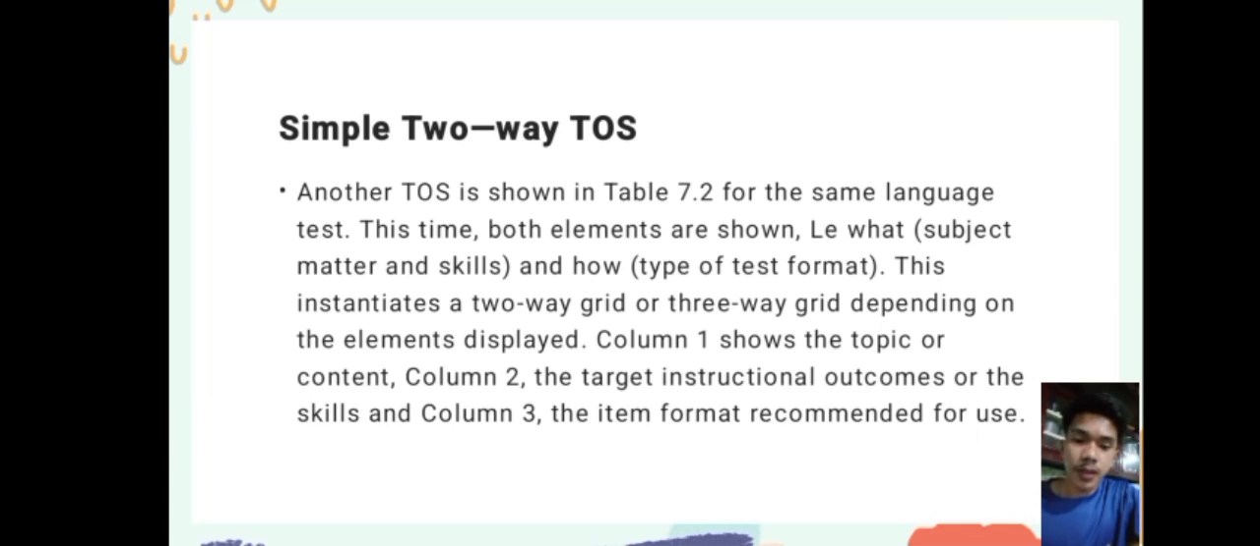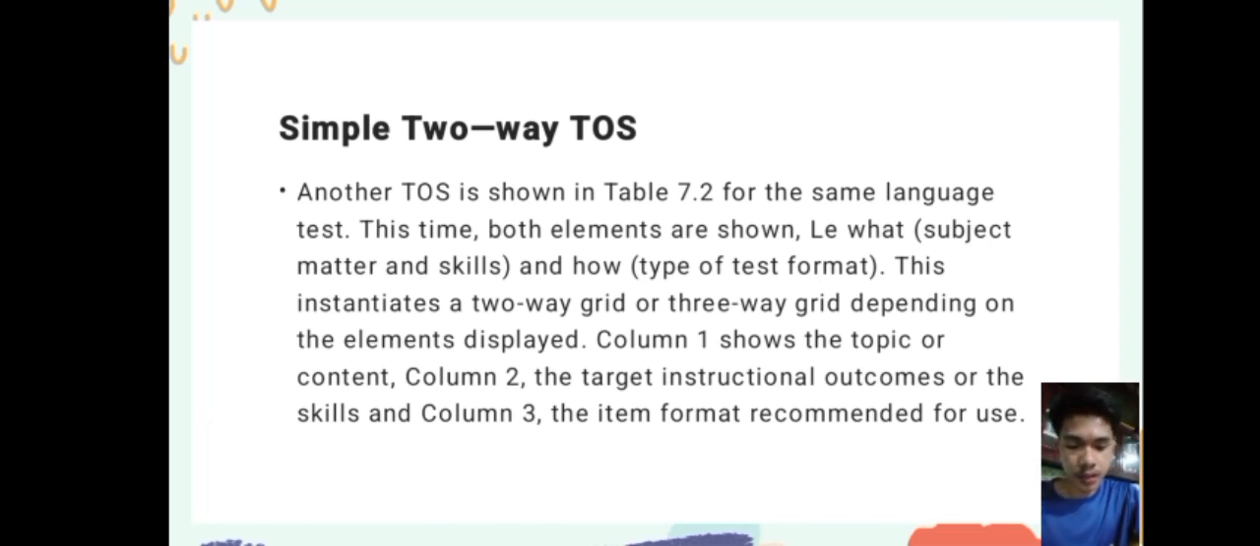The next table, shown in reference in Table 7.2, is the two-way table of specification. For this table of specification, both elements are being shown. So kung ganiha sa one-way table of specification, isa siya ka element ang makita, which is ang objective or skills nga imong i-measure sa assessment sa mga estudyante. So this time, two. For example, the what, the subject matter and the skills given, and for the how, a type of test format, and on how the test should be administered.